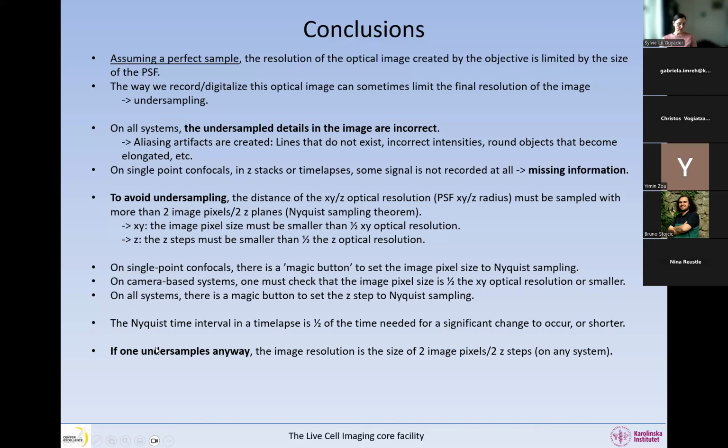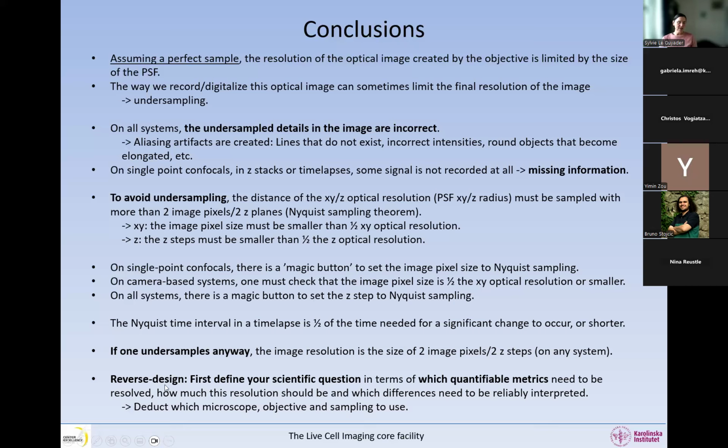If we undersample, for whatever reason, then the image resolution is the size of 2 image pixels, and in Z is the size of 2 Z planes. Okay, so, sorry, I didn't write it properly. I should not have written it like this because it looks like it's divided. That's not the case. In XY, it's the size of 2 image pixels, and in Z is the size of 2 Z planes. And that is true for all systems.